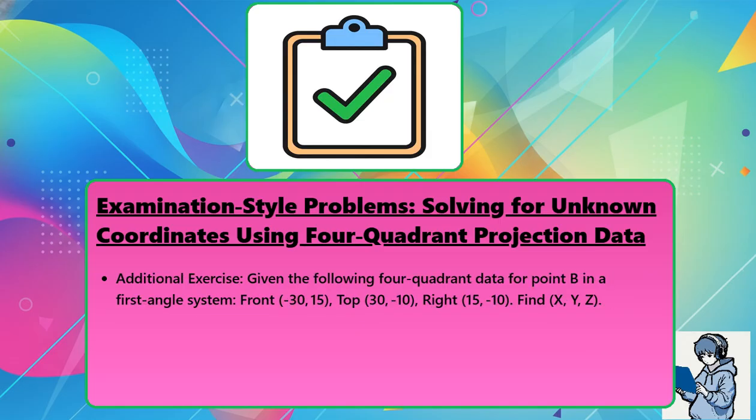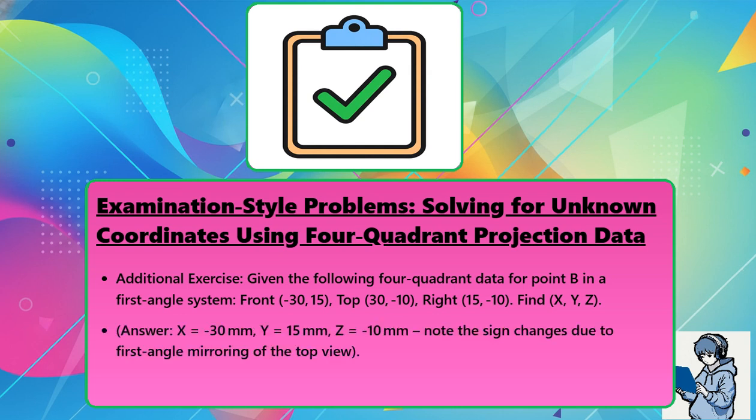Additional exercise. Given the following four-quadrant data for point B in a first-angle system, front -30, 15, top 30, -10, right 15, -10, find x, y, z. Answer: x equals -30 mm, y equals 15 mm, z equals -10 mm. Note the sign changes due to first-angle mirroring of the top view.